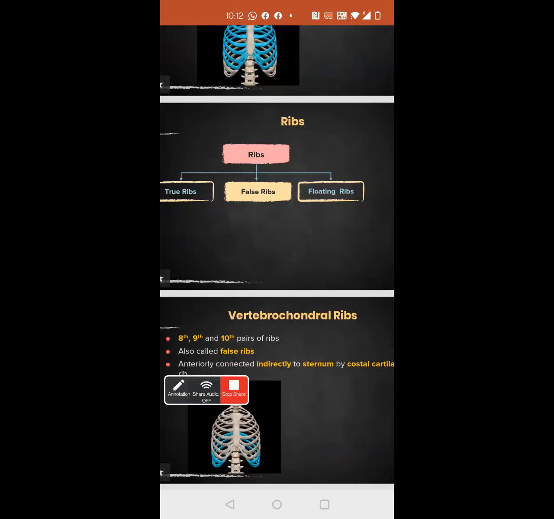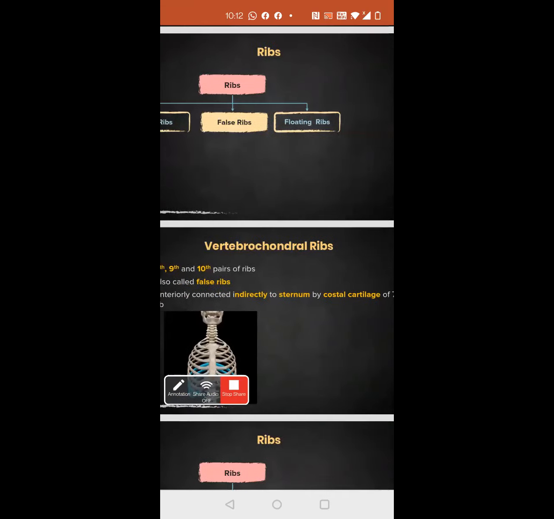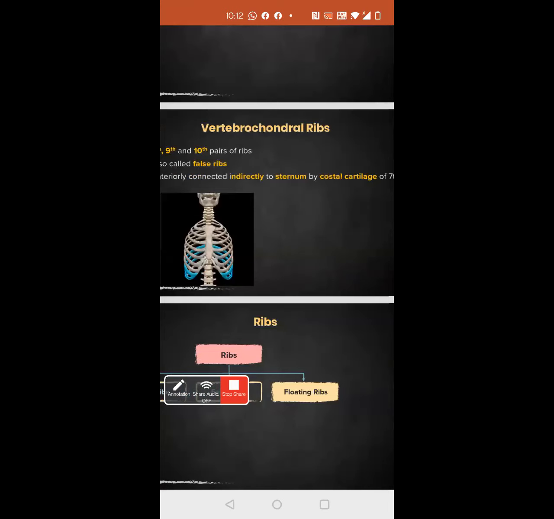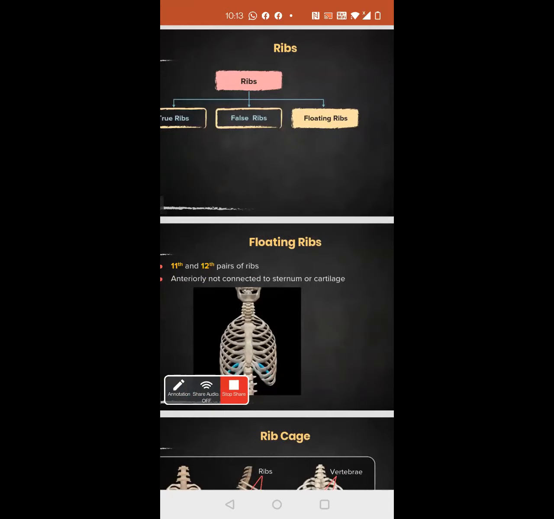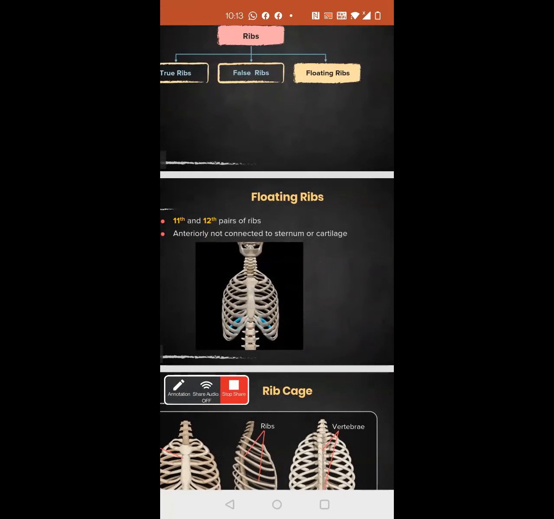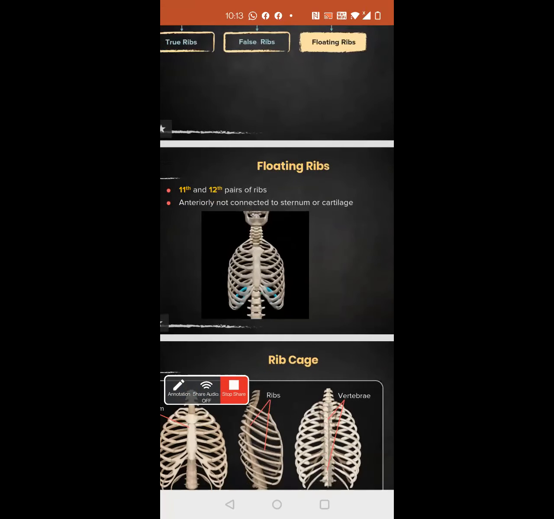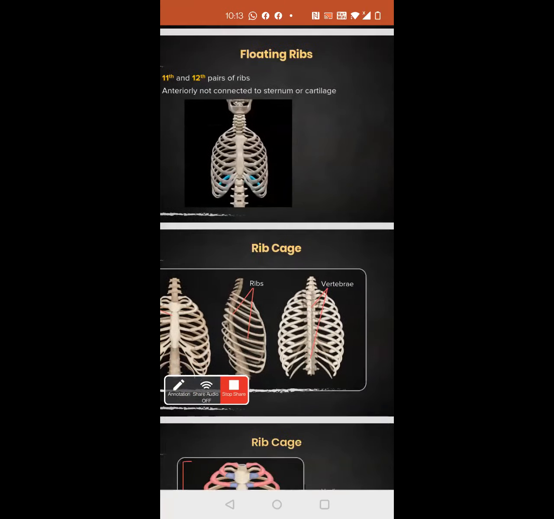Okay, and the 11th and 12th are not connected at all in the front. They are only connected to the vertebral column. So that is called floating ribs. They look like they are floating. Okay, so that's about this one.